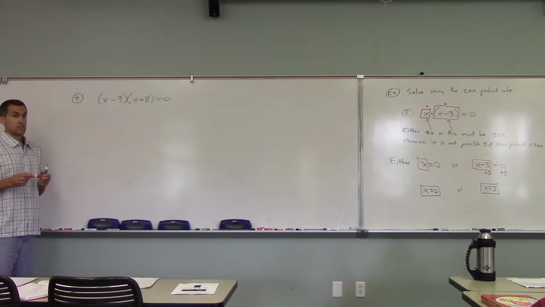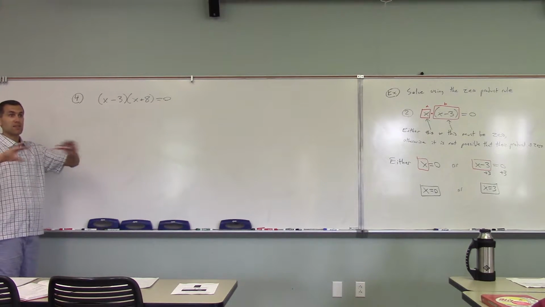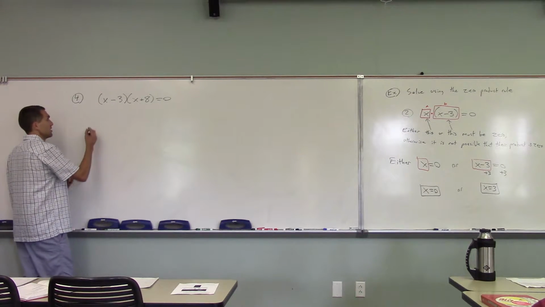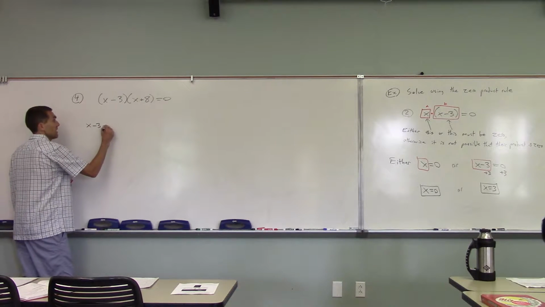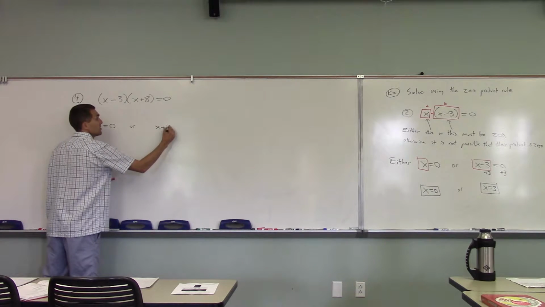Plus 3. Well, not yet. Well, don't you want to do the A and B first? Yeah, we need to do the A and B thing first, so what are we going to write? x minus 3 equals 0. Yeah, or x plus 8 equals 0. Exactly.